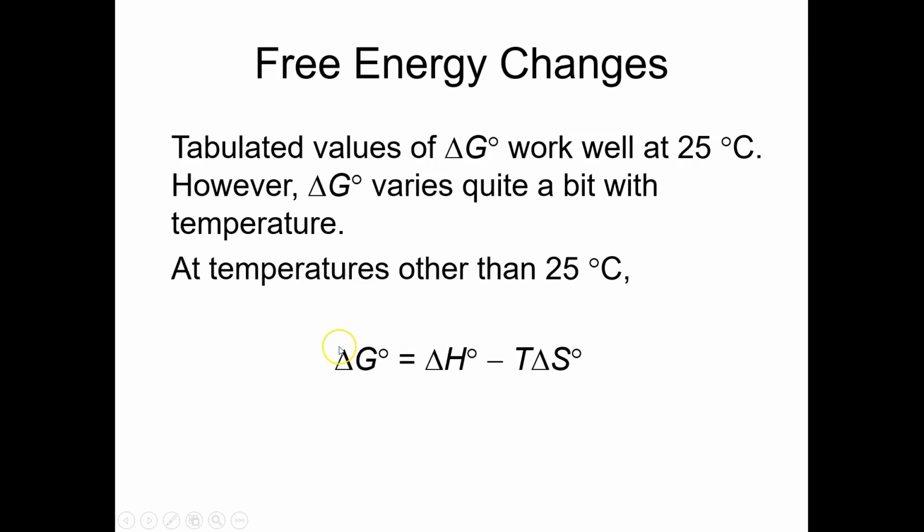As it turns out, delta H values are fairly stable with temperature as long as you're staying in the same physical state. And similarly, delta S values are fairly stable with temperature as long as you're staying in the same physical state. So we can use tabulated values for delta H and delta S across a range of temperatures, but we cannot use tabulated values for delta G across a range of temperatures.